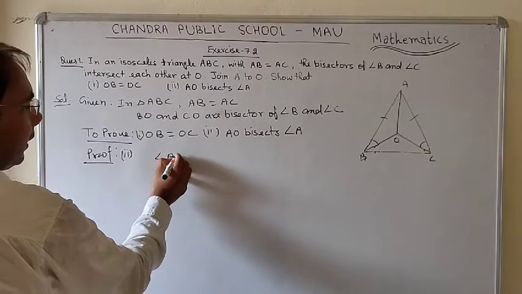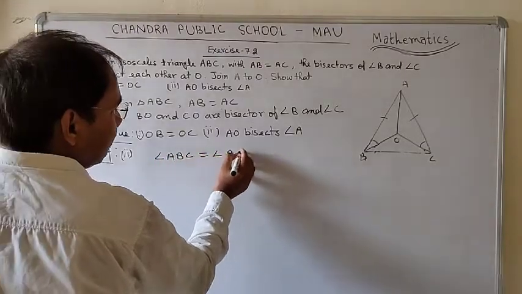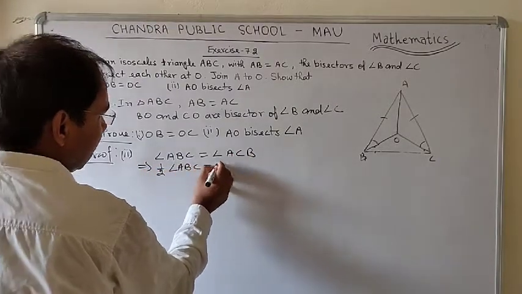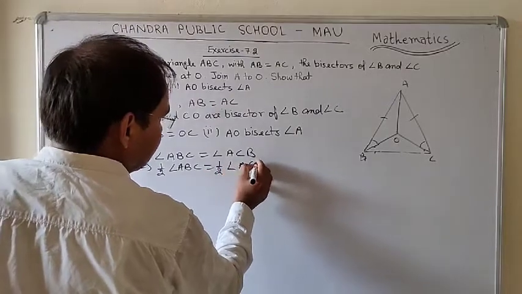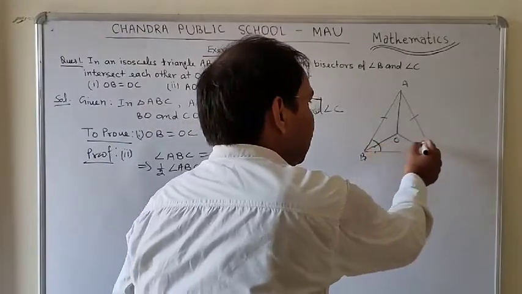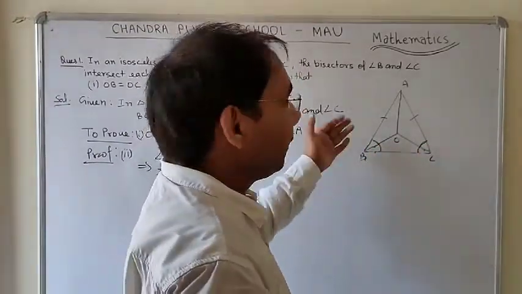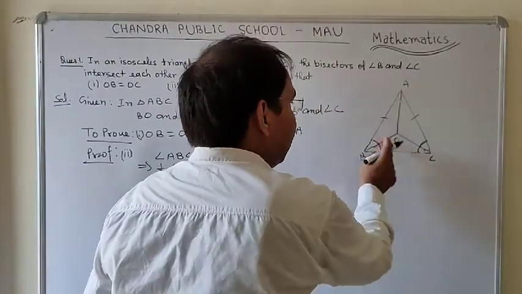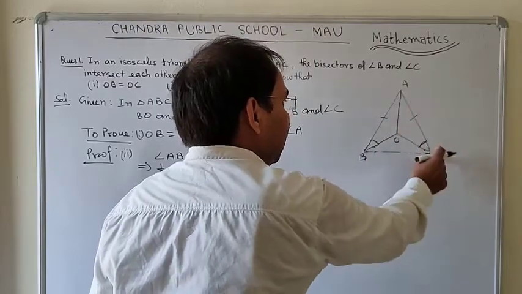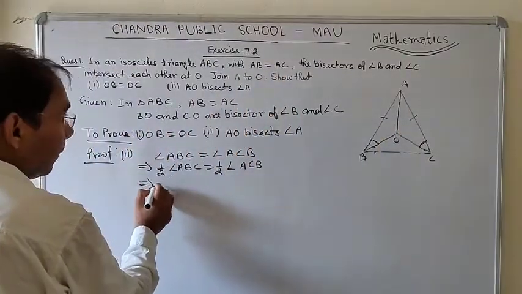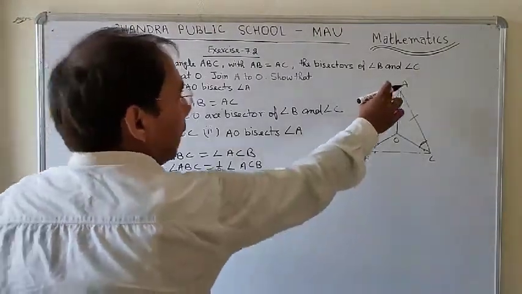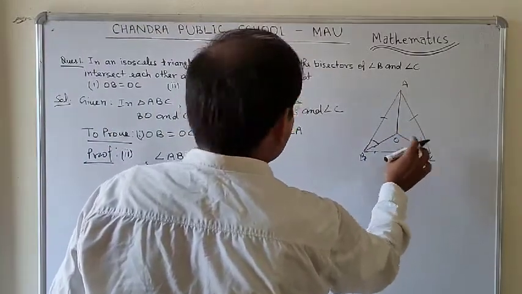In the question it is given that angle ABC equals angle ACB. It shows that half of angle ABC equals half of angle ACB. Friends, if these two angles are equal, then their half will be equal. I applied the same thing in the previous part also. Half of angle ABC can also be written as angle ABO, and half of angle ACB can be written as angle ACO. So it shows that angle ABO equals angle ACO.